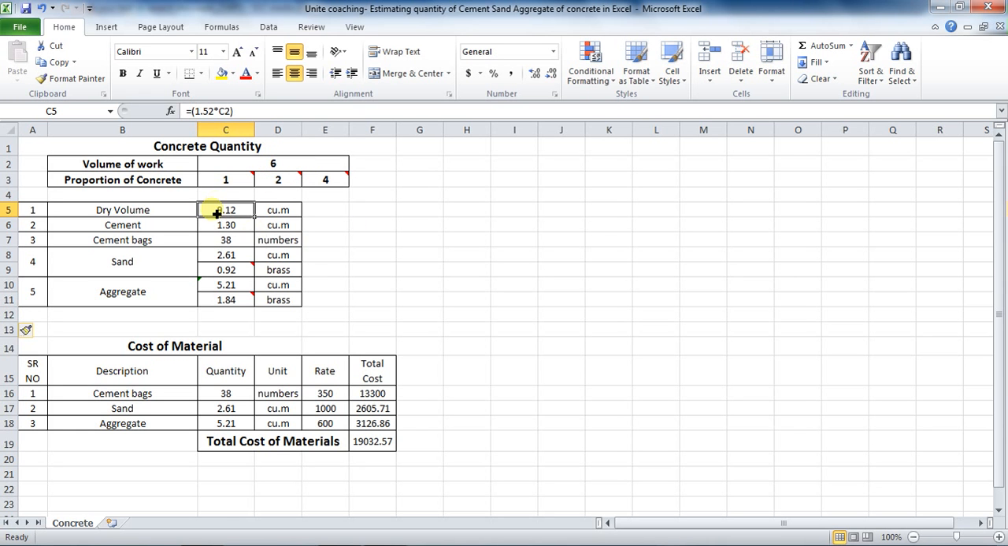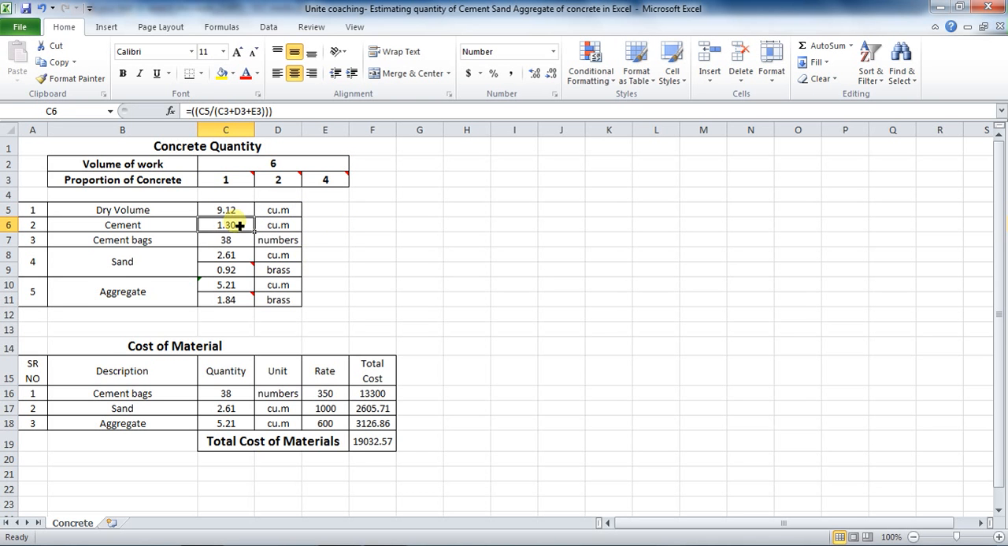Therefore, the formula in Excel will be equal to bracket start 1.52 multiplied by cell C2, which is volume of work, and at last close the bracket. Its unit will be cubic meter.